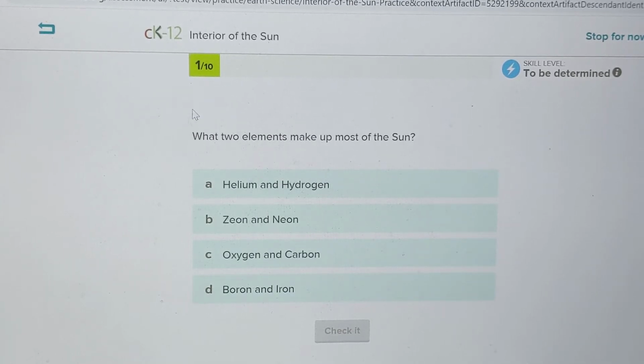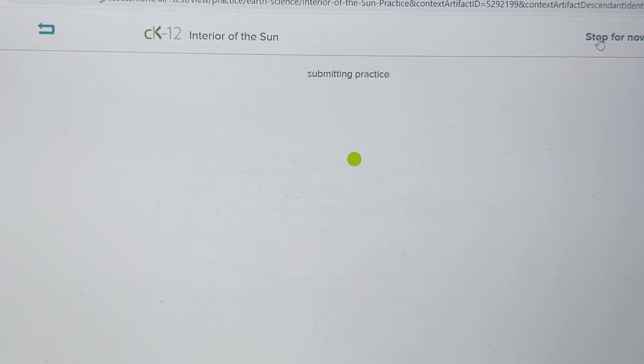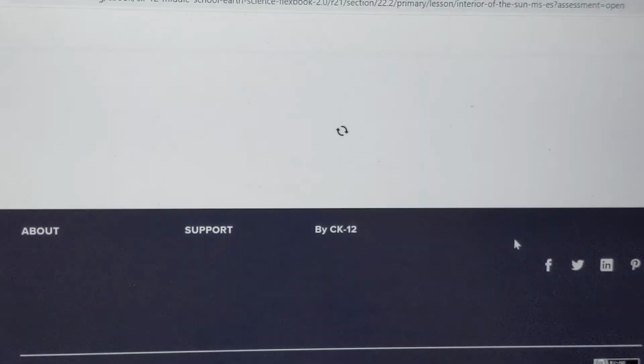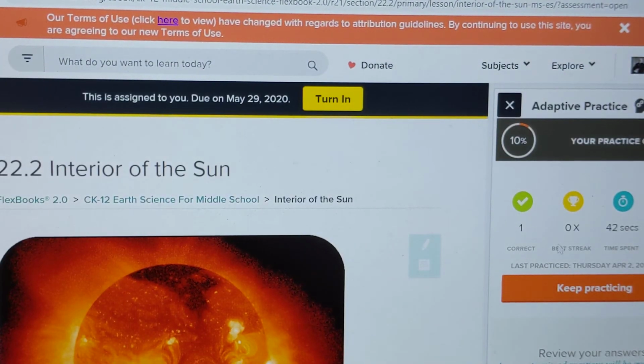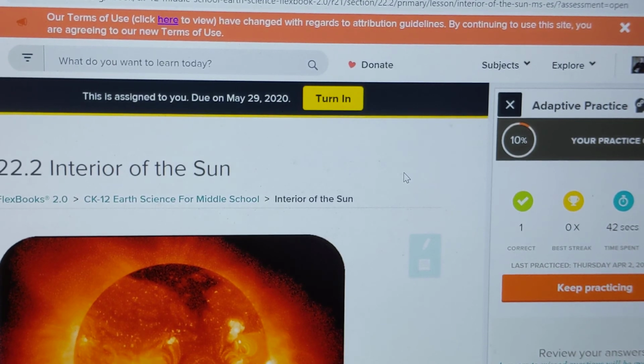Okay, I go through these, and I want to keep going until I get 10 questions right. If I get one wrong, they'll ask me an extra question. I'm going to stop for now. So I keep going until I get 10 questions right, and then I get all my points over here in the testing area. I only got like 10% done because I didn't do all the other 9 questions. Then when I get all 10 questions right, I'm going to go over here, click on Turn It In, and then I'm all done.